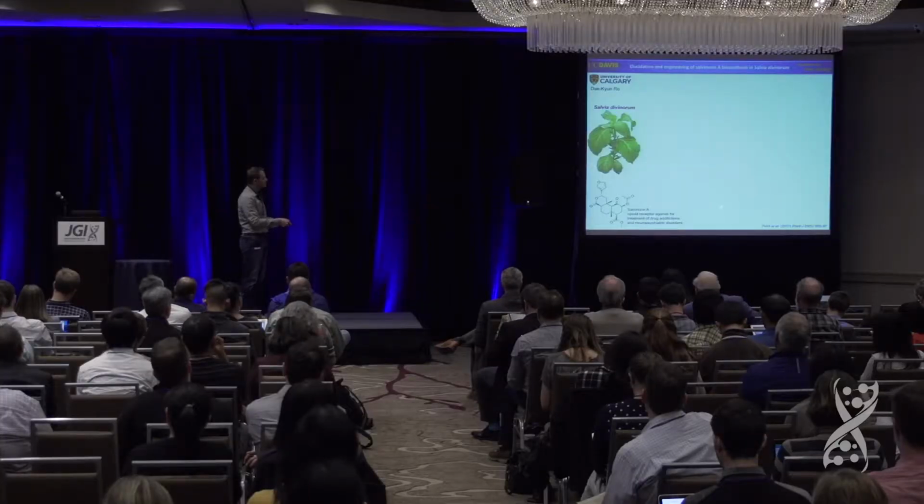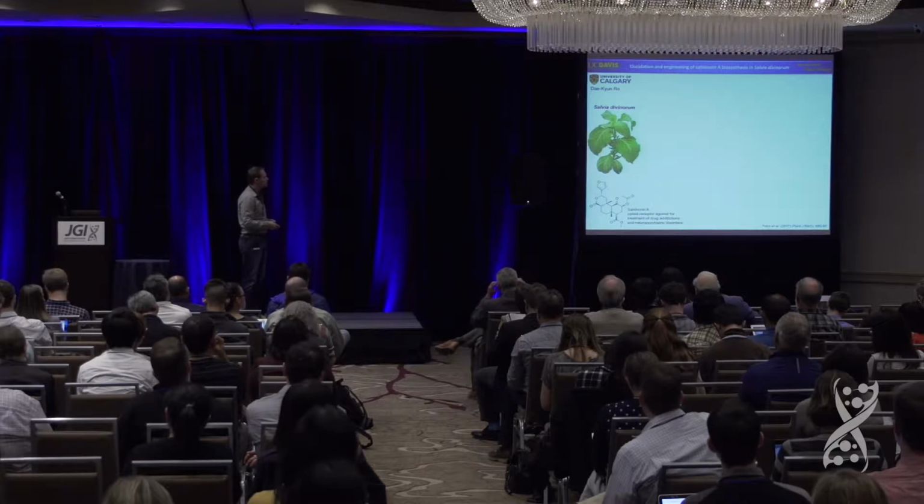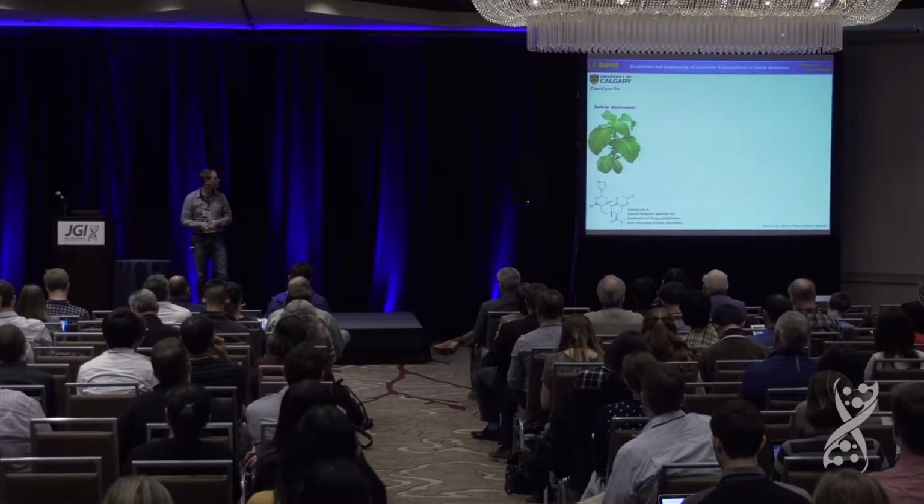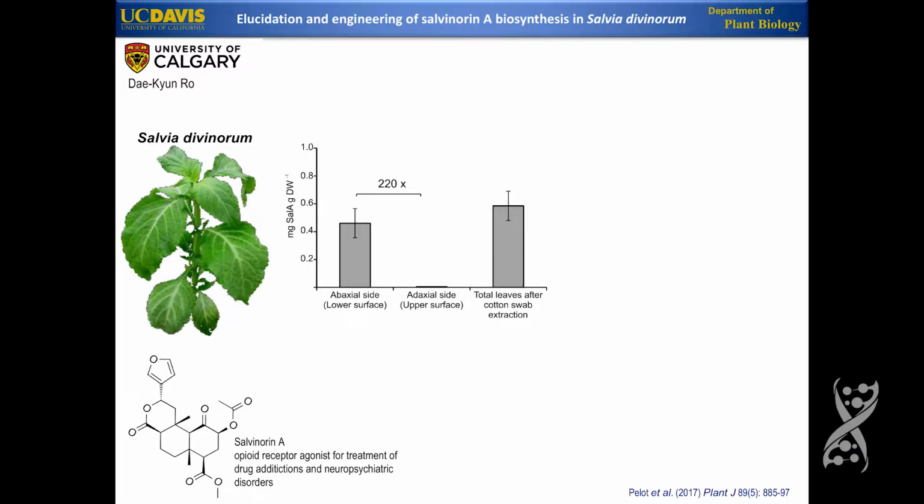And so we were very interested to find out how this compound is made and to start elucidating the biosynthetic pathway. So the first thing we did was looking across these tissues. Salvia divinorum is a member of the Lamiaceae, so the mint family. Typically, we find these compounds highly enriched in the leaf trichomes in these species, and indeed, this is what we found here. This is simply a cotton swab of the underside of the leaf, and you can see salvinorin A is highly abundant in these trichomes.